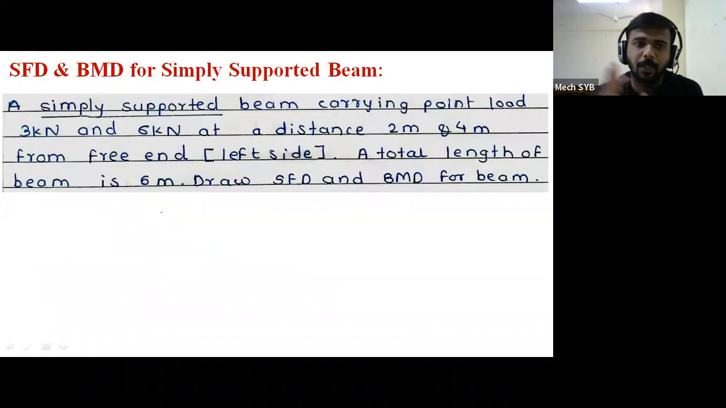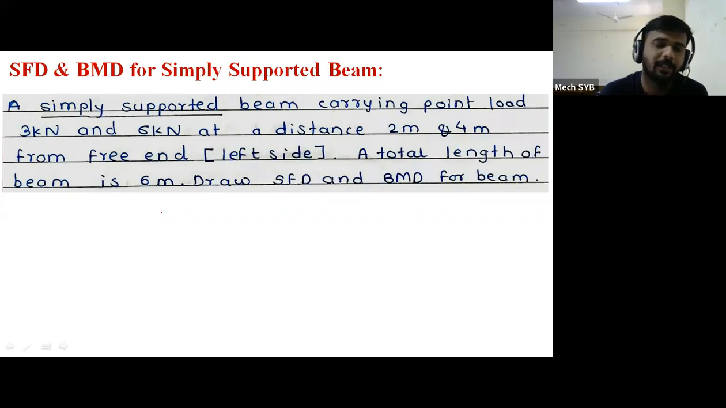Okay, so now we will solve the numericals based on the simply supported beam. So write on the next heading, SFD and BMD for simply supported beam. So initially we will start with simply supported, then we will take overhanging beam. So some problems on simply supported, some problems on overhanging. SFD and BMD for simply supported beam.